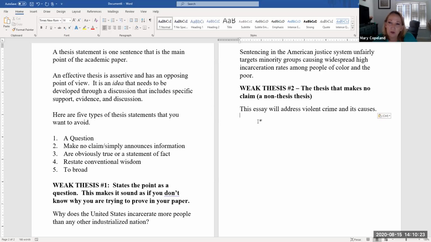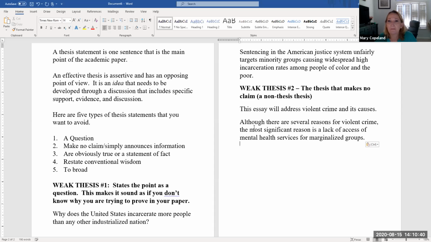Of course, you want to avoid the word you. I'll talk about that more in a different lecture. But here you're just saying, well, I'm going to be talking about violent crime, but it's not making a point. So to turn that into an actual thesis: Although there are several reasons for violent crime, the most significant reason is a lack of access to mental health services for marginalized groups. Okay, now I've got a thesis statement that needs to be written about. I need to prove that with some discussion, with some research.